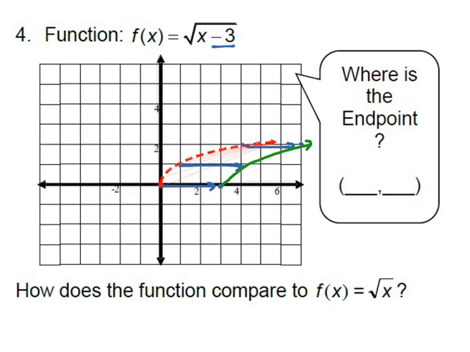So to get this new graph, all we did was move the graph 3 units to the right. So right 3 units. And by moving it to the right 3 units, notice that our new endpoint is at (3, 0).